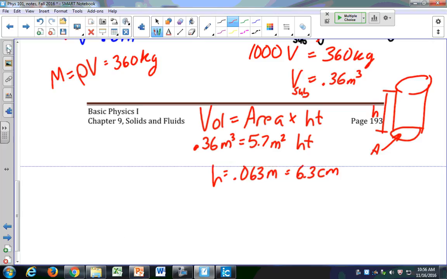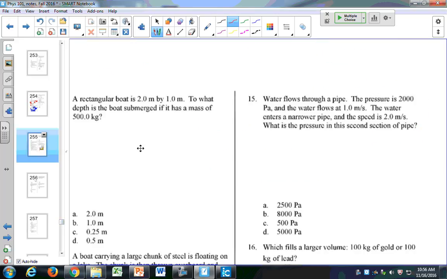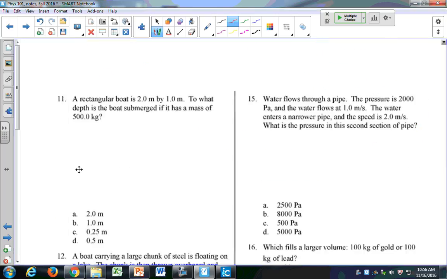Can I go away from here? Maybe just a second more. Okay, we're going to go to the back of the book. There's a question. Yeah, here it is, number 11. I think this is exam 4.